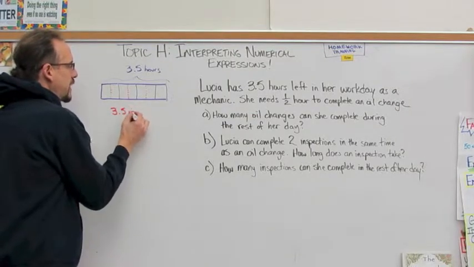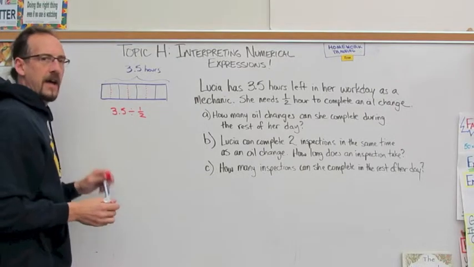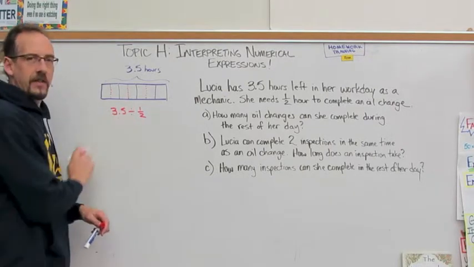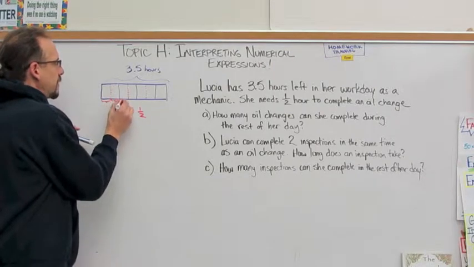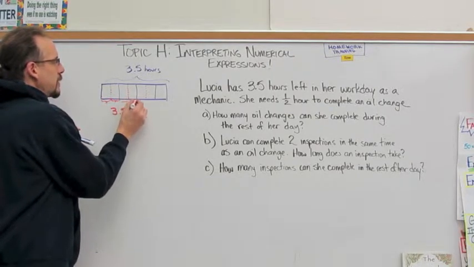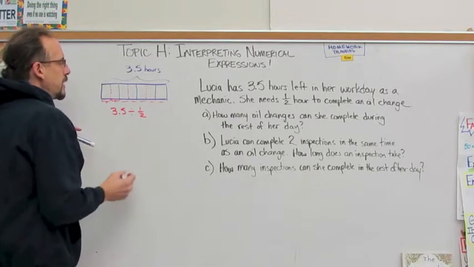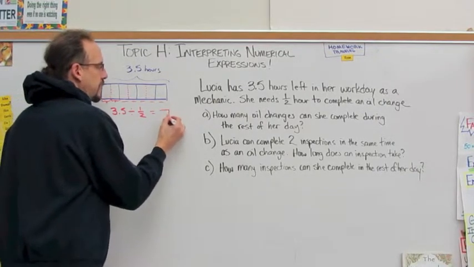3.5 divided by 1/2. How many halves are in 3.5? Well, there's a half. There's a half. There's one, there's one, there's one, there's one, there's one. And that would be a total of 7.